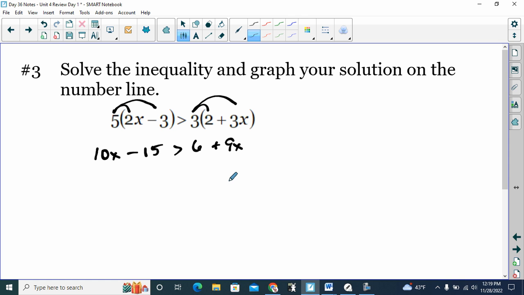If I have x's on both sides of my inequality sign, I need to move them all over to the same side. So in this case, I need to either move the 10x over or the 9x over. It's usually easier to move the smaller one. Let's move the 9x. Subtract 9x from both sides. My 6 comes down. This sign stays the same. I subtracted. 10x minus 9x, that's 1x. 1x, usually we just write as x. Minus 15.